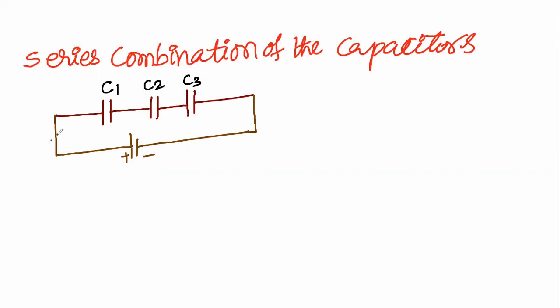In this, the same charge will flow. So the potential differences are V1, V2, V3. V is equal to V1 plus V2 plus V3. In this, the total potential difference is V1 plus V2 plus V3.